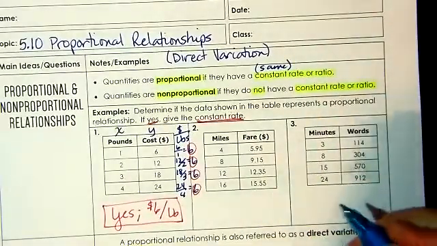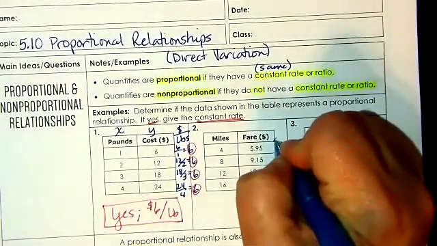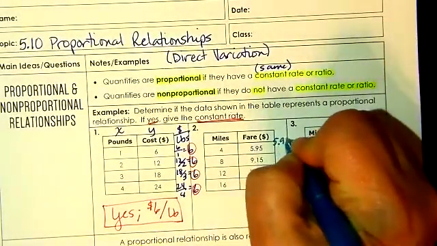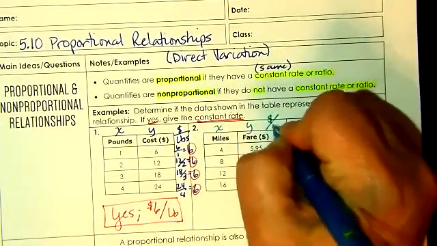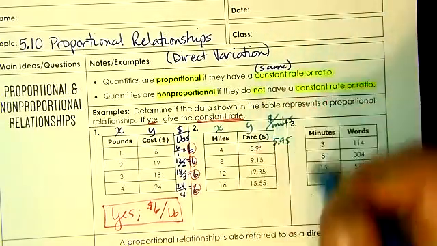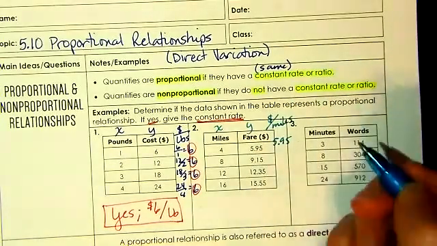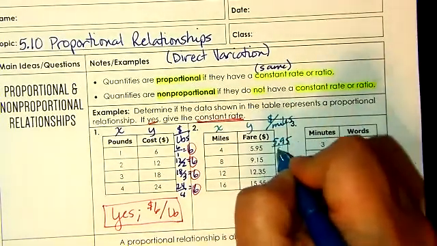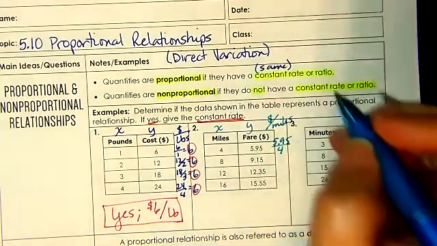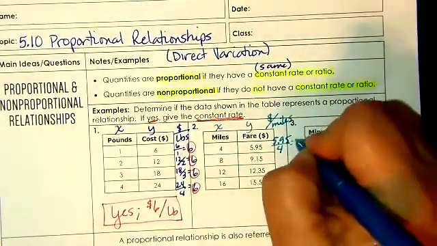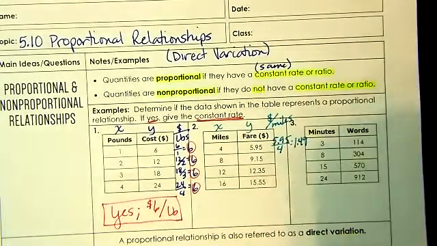Okay, number 2. So we have 5.95. This is X, this is Y. We're going to do the money over miles here, which is my ratio. 5.95 over 4. We're going to get a calculator and see what that equals. 5.95 divided by 4, and we're dealing with money here, so this is going to be 1.49.